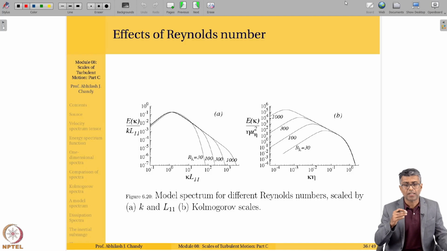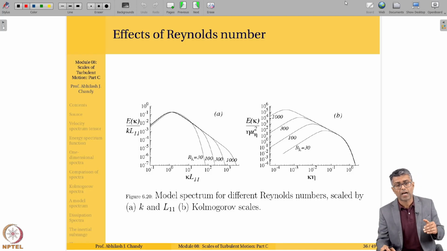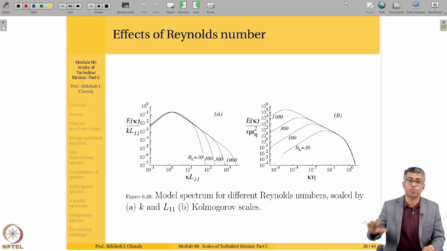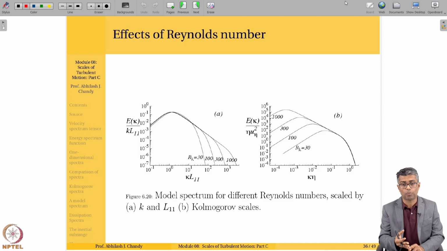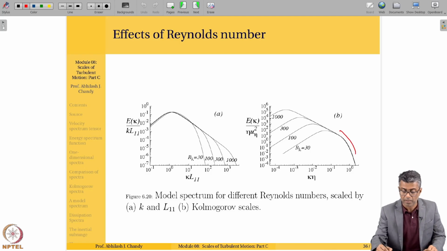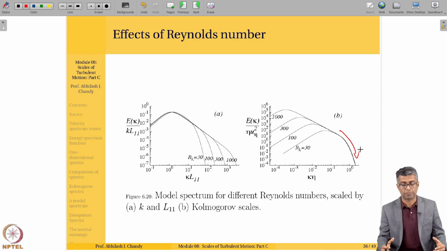And on the right side plot, we have the energy spectra normalized with eta u eta squared, which is a small scale phenomenon. Eta is the Kolmogorov scale and u eta is the Kolmogorov velocity. You should be familiar with this normalization because we have normalized it in such a way before. And obviously, as a consequence, we see that the universal equilibrium range overlaps. And it is indeed universal.